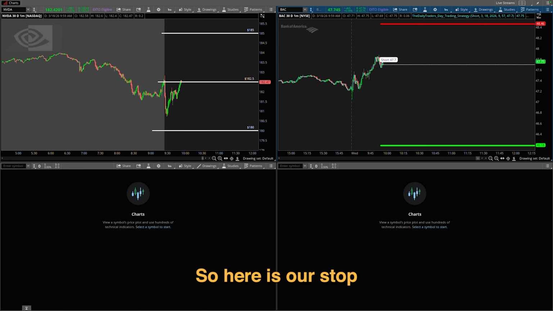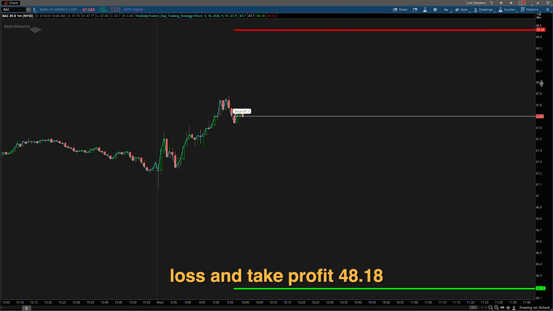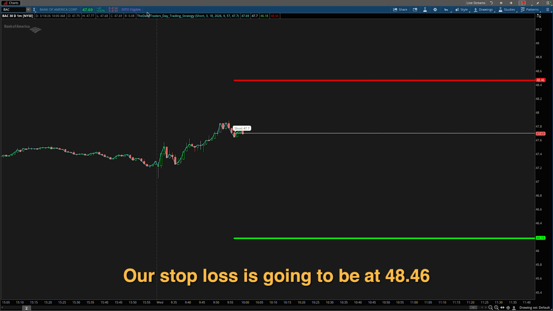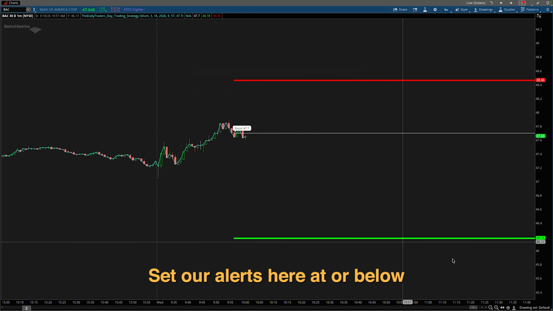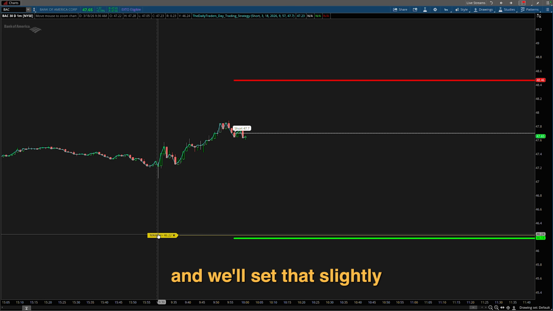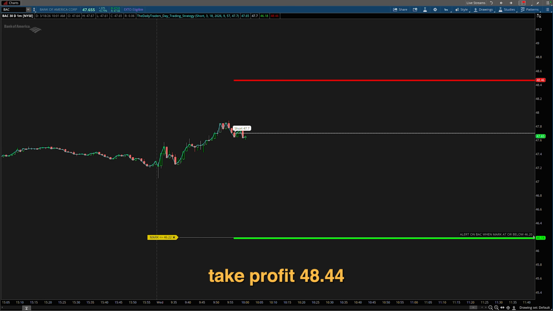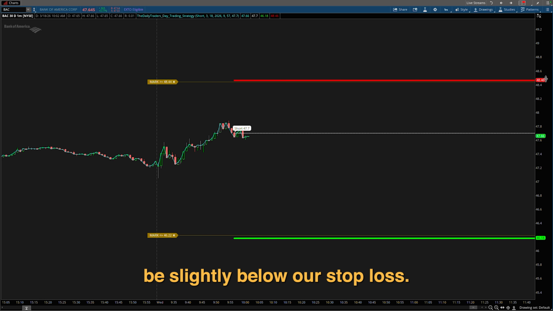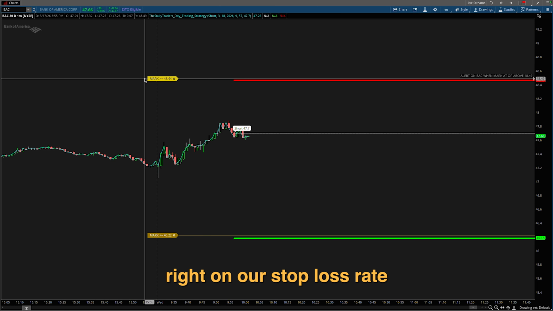So here is our stop loss and take profit, 46.18. Our stop loss is gonna be at 48.46. Set our alerts here at or below. We'll set that slightly above our take profit, 48.44. Should be slightly below our stop loss, or we could set it right on our stop loss, right?